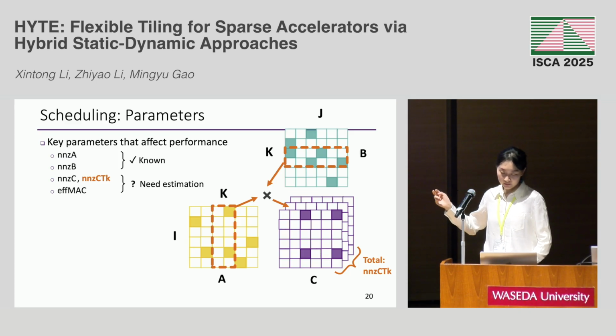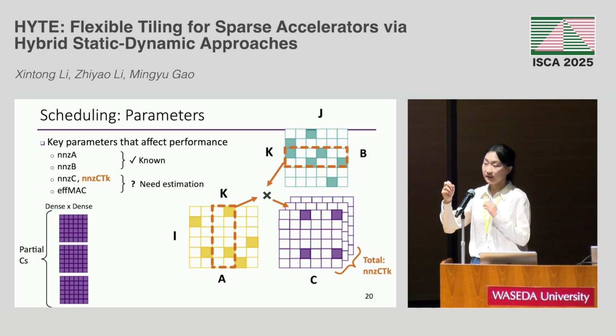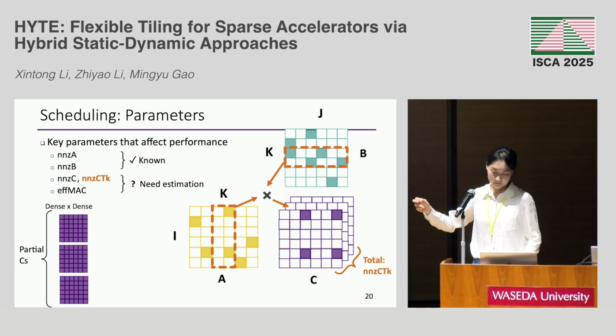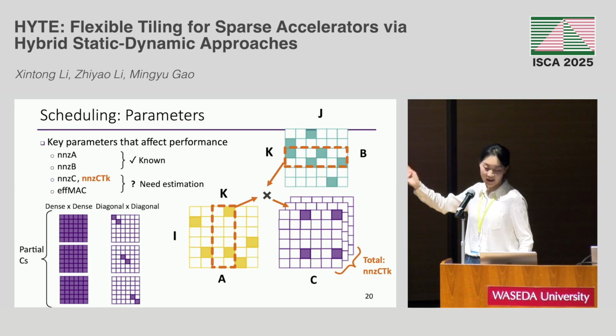This differs from NDC, which is the union of all those partials. There is an extreme example to illustrate this concept. In the fully dense scenario, all partial C tensors are dense, so NDCTK equals NDC times K over Tk. And for the fully diagonal scenario, partial Cs don't overlap, so the NDCTK just equals NDC.